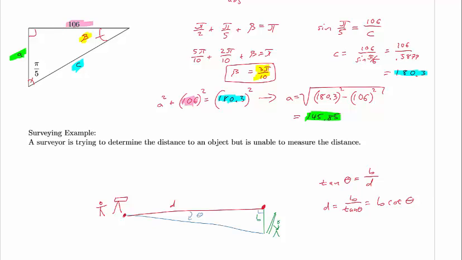That is the equation that a surveyor would use if he's trying to figure out the distance between two objects, but he can't measure them directly. There could be some kind of creek bed or some kind of obstacle that prevents him from doing a direct measurement. This is what he would do.